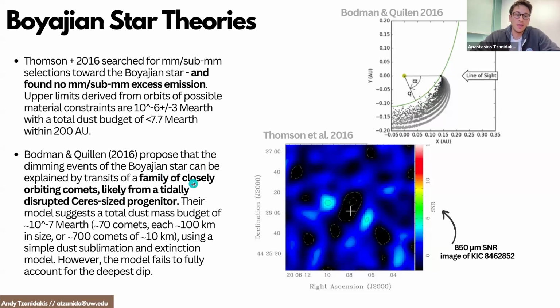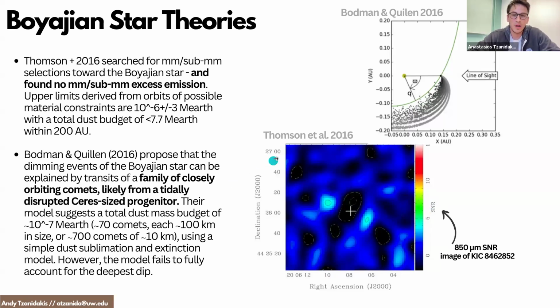So they concluded that the material around the Boyajian star can have an upper limit of about 10 to the minus 6 to 10 to the minus 3 Earth masses, with a total dust budget of about 7.7 Earth masses within 200 AU. So there must be very little material near the system and relatively far away from the star, but no obvious excess near the system.